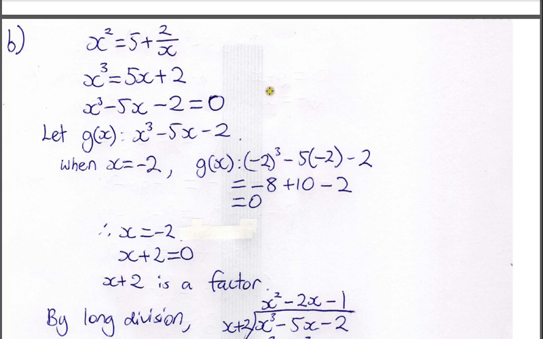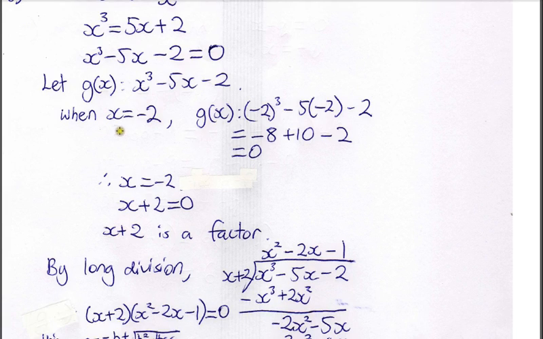As for part B, we are given this equation: x squared equals 5 plus 2 over x. However, we cannot work with 2 over x. Therefore, we multiply throughout by x, and we obtain a cubic equation in this form: x cubed minus 5x minus 2. To solve for the values of x, we let it equal 0 and we let it be a function as well. By trial and error, we found that when x equals negative 2, putting negative 2 into the function, we get 0.